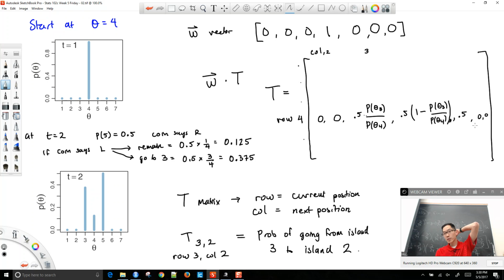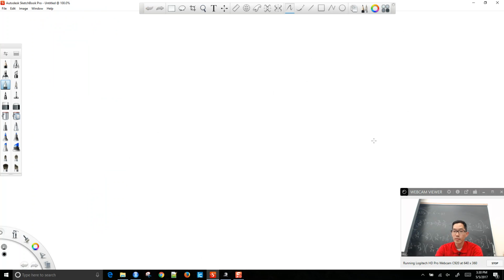So this is the transition matrix just for row 4, just for this one. We're going to fill out a little bit more of the transition matrix, and we'll generalize it just a tiny bit. So let's say this is our transition matrix.